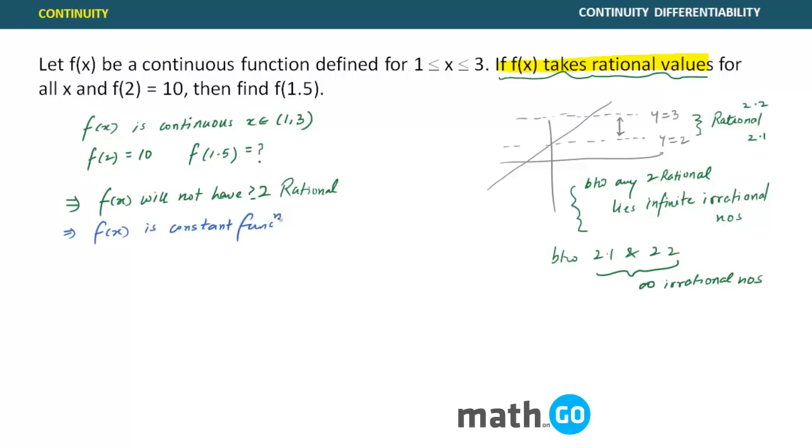That means its value remains unchanged, and since it is given that f(2) is equal to 10, f(x) is nothing but 10 only. Whatever value you put, it will just return 10, which is always rational. That is why it will not be able to take any irrational value. So if it is asked f(1.5), the answer would be nothing but 10. This is the answer you should look into. Okay.